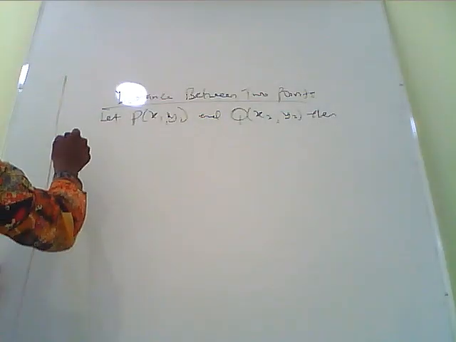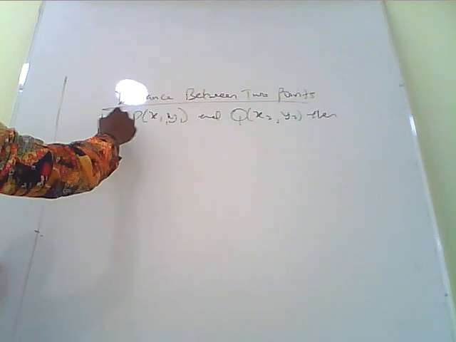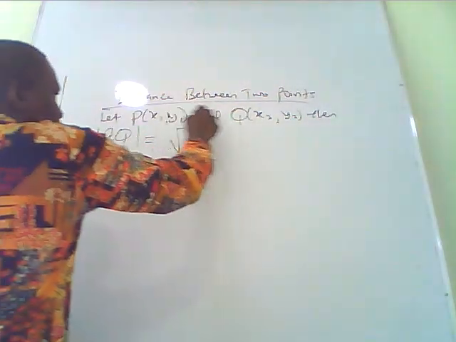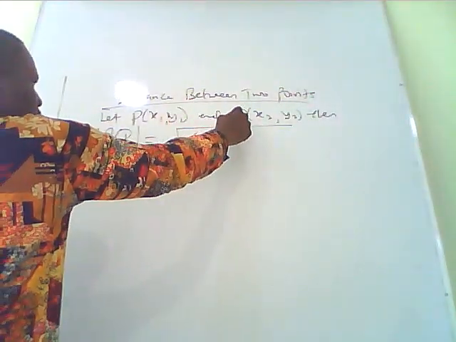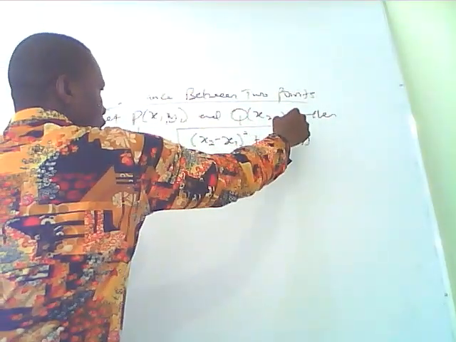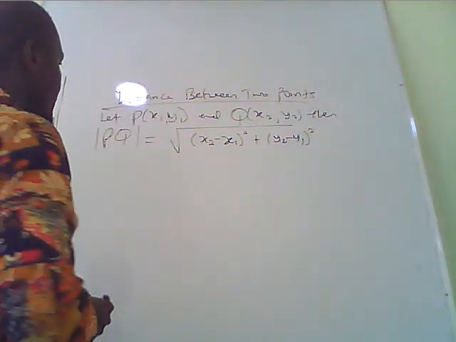Then the distance between P and Q is actually the line PQ, which is defined from Pythagoras theorem as square root of (x2 minus x1) all squared plus (y2 minus y1) all squared. So this is the formula of the distance between the 2 points P and Q.